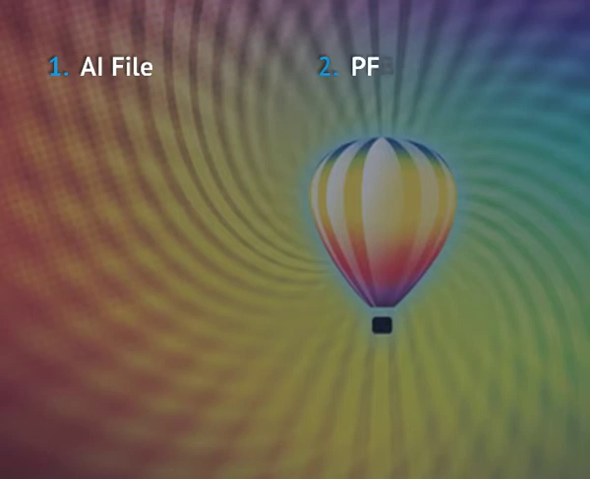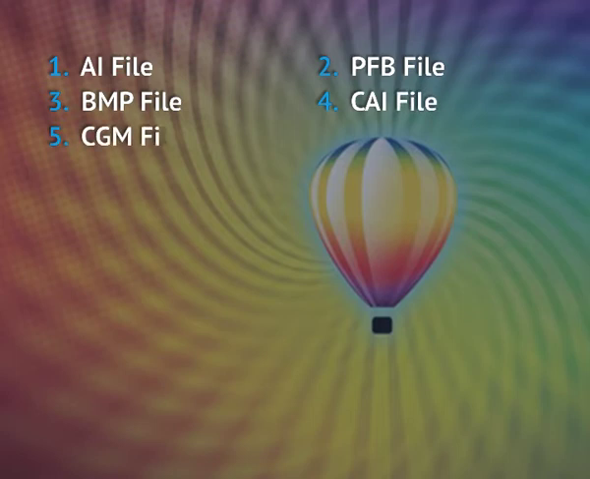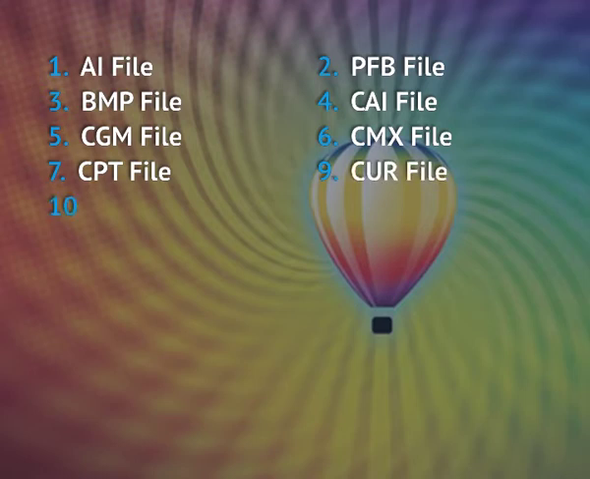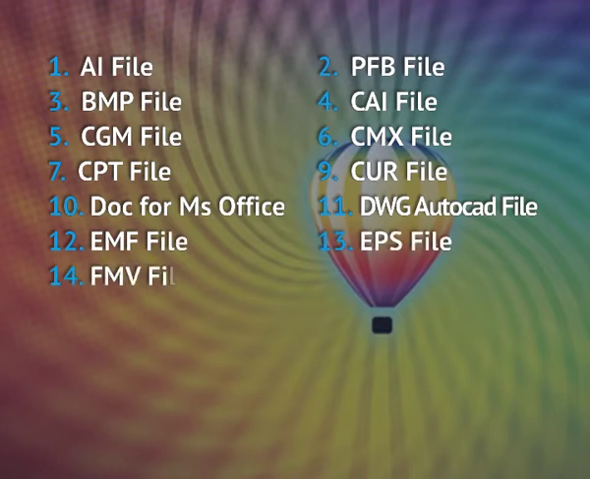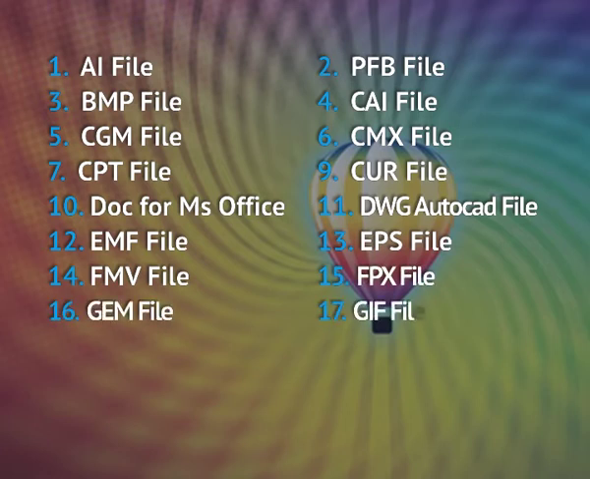Now we are providing a list of other file formats which can be saved or created in CorelDraw, which are: number 1, AI file; 2, PFP file; 3, BMP file; 4, CAI file; 5, CGM computer graphics metafile; 6, CMX file; 7, CPT file; 8, CUR file; 9, DOC for MS Office; 10, DWG AutoCAD file; 11, EMF file; 12, EPS file; 13, FMV file; 14, FPX file; 15, GEM file; 16, GIF file.